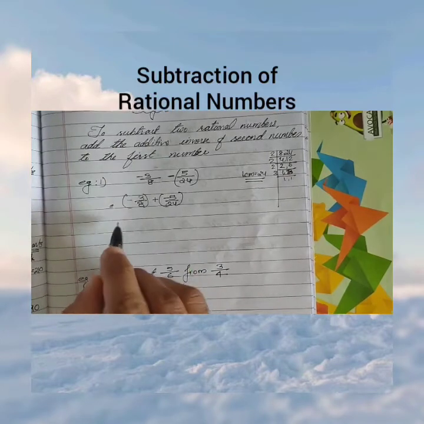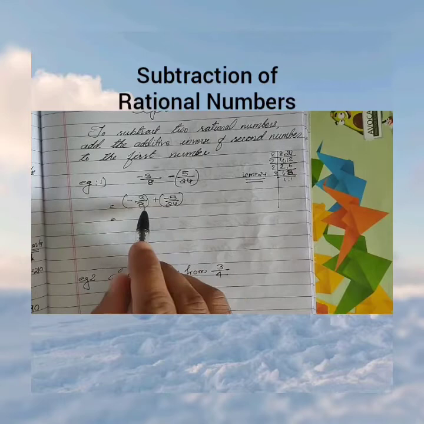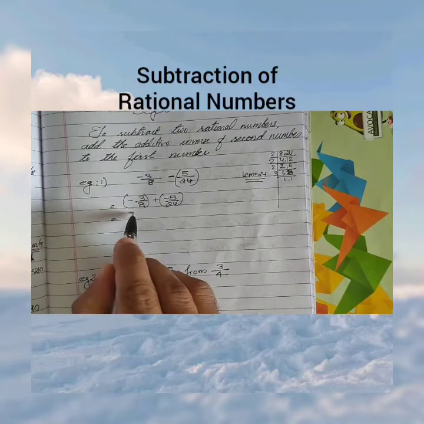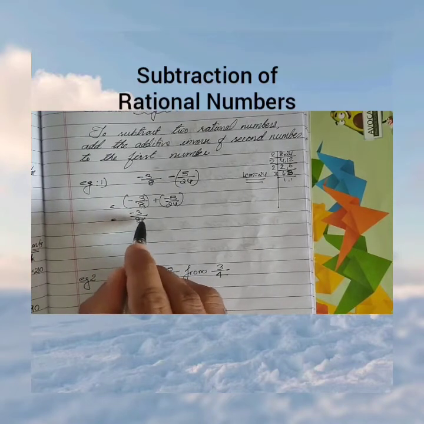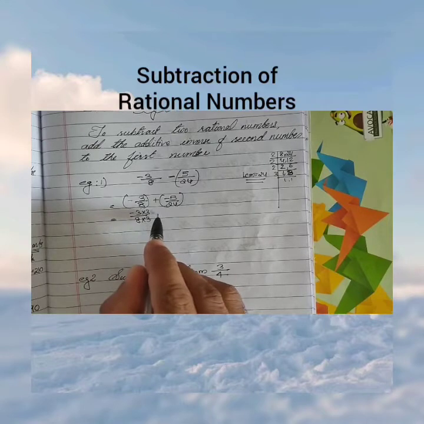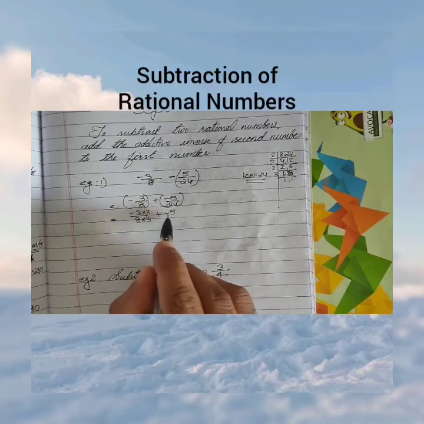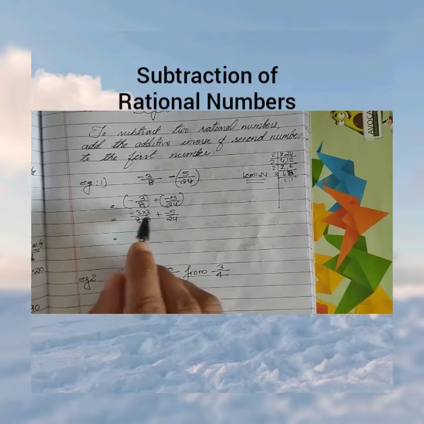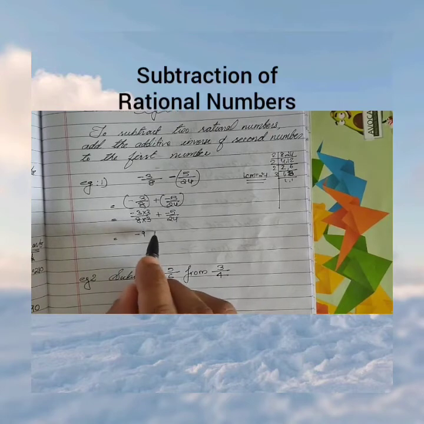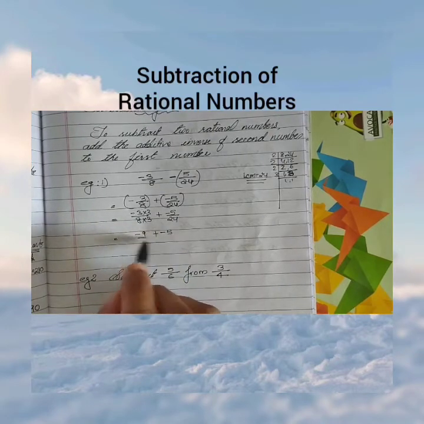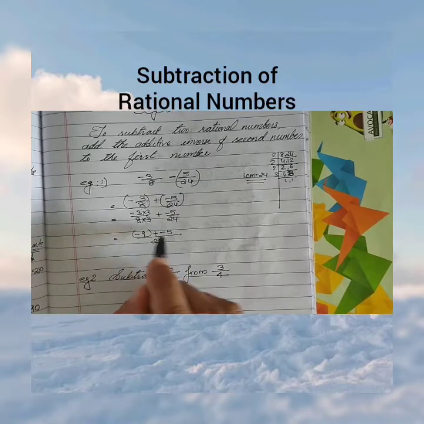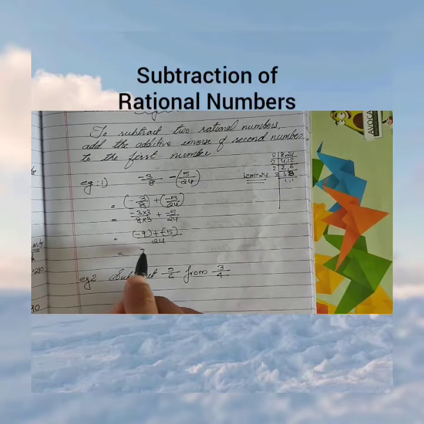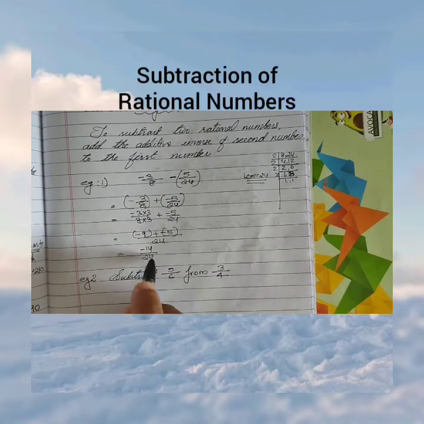Then here both the denominators should be changed to 24. But here one denominator is 24 only. Therefore this we have to change. In order to change that, 8 3s are 24, we multiply by 3. Plus negative 5 upon 24. The next step, 3 3s are 9. Negative 9 plus negative 5 upon 24. Both numbers are negative numbers, therefore we add, and it is equal to negative 14 upon 24.